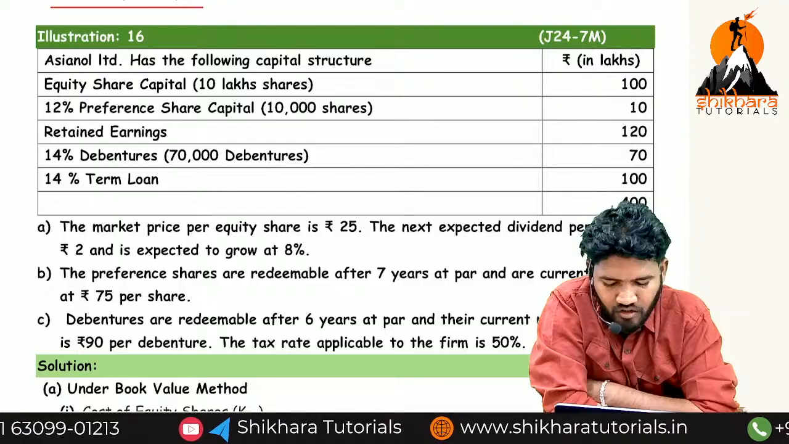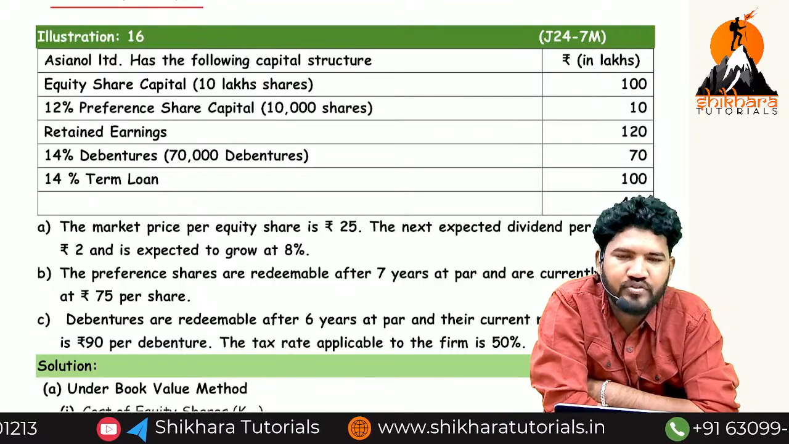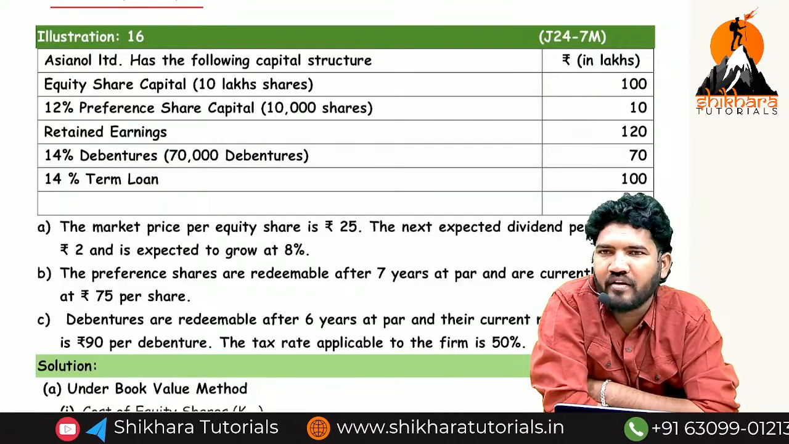Why? Because in the top also they did not mention it. What are the values they gave in the question paper? They are all book values.